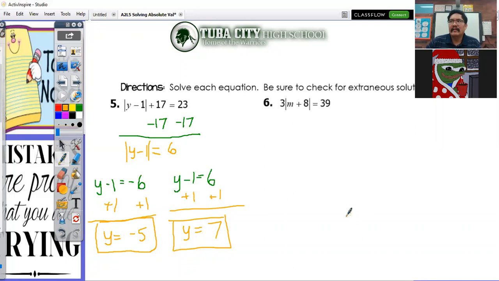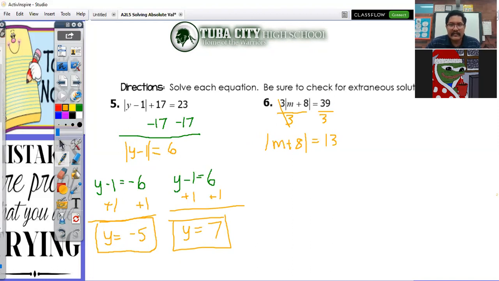So how do we get rid of that 3? Now again, remember, this means 3 times this group with m. So that 3 is multiplying to the m. So we need to do the inverse operation, which is divide by 3. And that cancels the 3 here. So now there's no more 3. M plus 8 equals, and then 39 divided by 3 is 13.